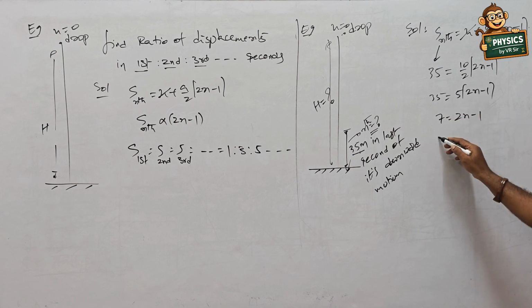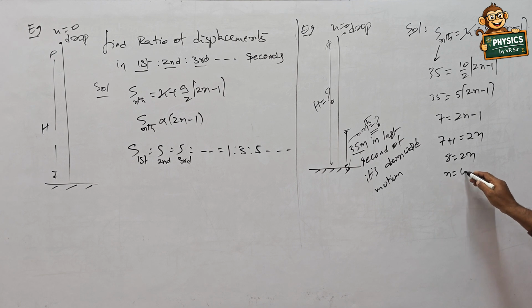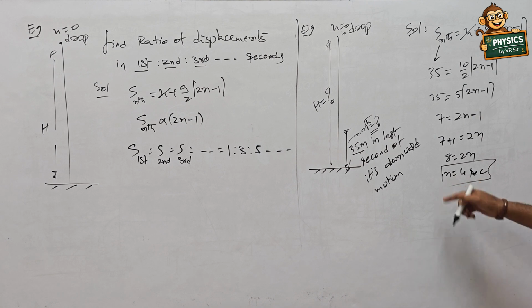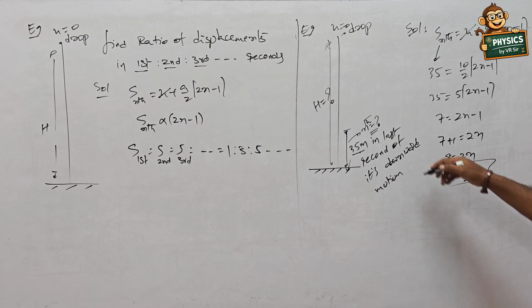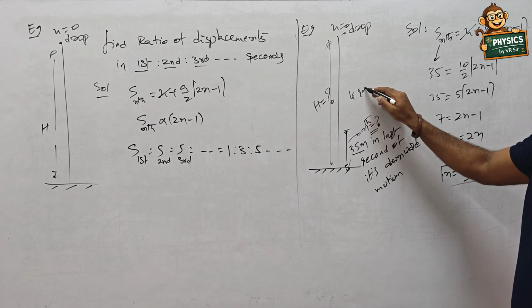So 7, the 1 you bring to the left hand side, 7 plus 1 is equivalent to 2n. So 8 is equivalent to 2n. So n is equivalent to 4 seconds. Good, isn't it? Now, what does it mean? The last second is nothing but n equivalent to 4, the 4th second. So from this we can understand that the time taken by the object to reach the ground is 4 seconds.